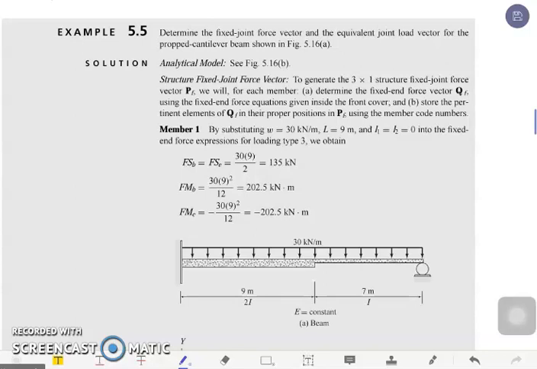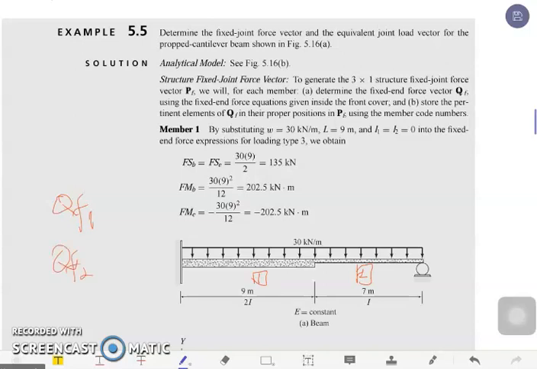So we have here, this can be referred to as member 1, and you have the other one as member 2. So this is member 1 and this is member 2. Therefore, you have to identify first the member fixed-end forces, or Q sub F, for member 1 and Q sub F for member 2.